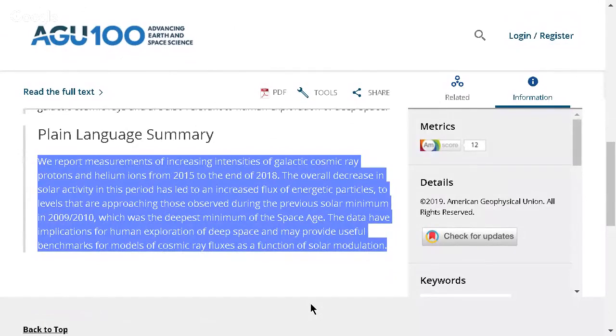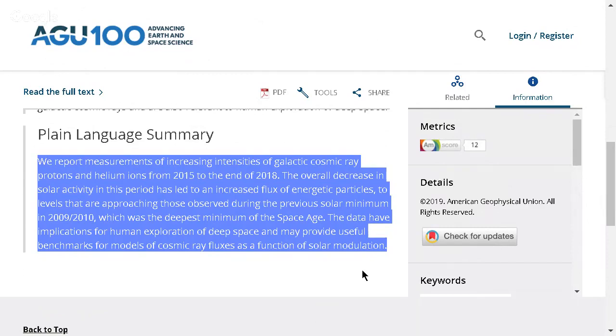Now, they only measured between 2015 and 2018. The overall decrease in solar activity has led to an increased flux of energetic particles to levels that are approaching those observed during the previous solar minima in 2009 to 2010, which was the deepest minimum of the space age. So for all the channels that are telling you that cosmic ray flux is higher than it was back then, or that this solar minimum is a deeper solar minimum than the solar minimum of 2009 to 2010, they're either lying or ignorant, or perhaps both.